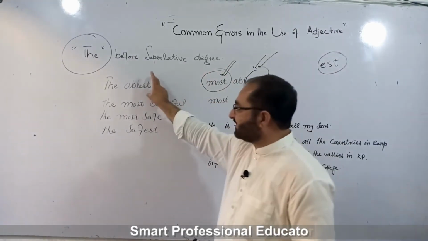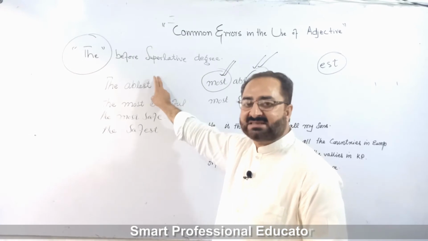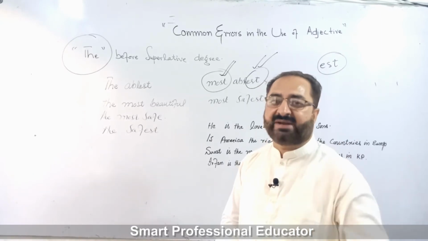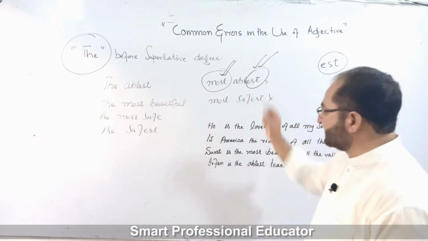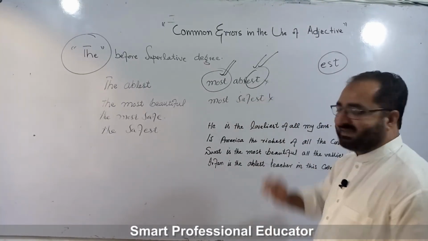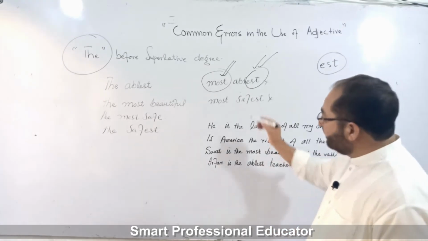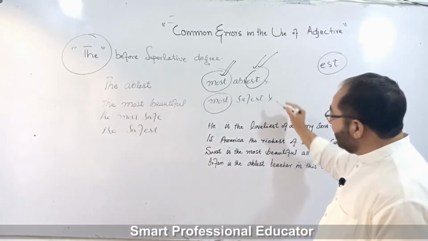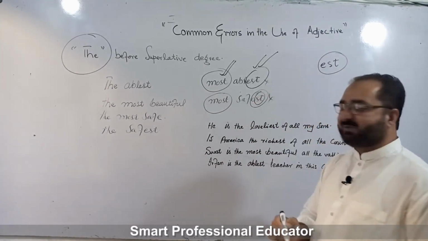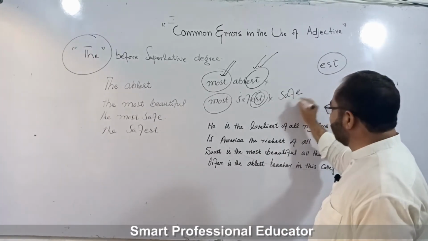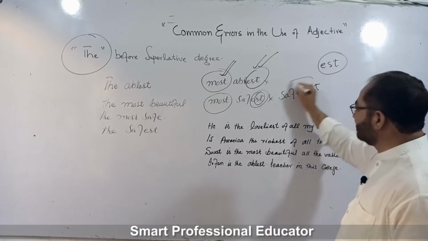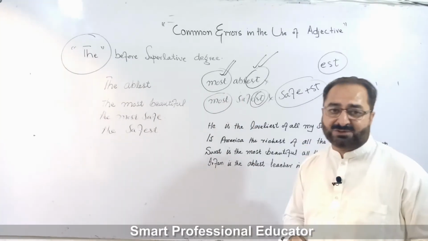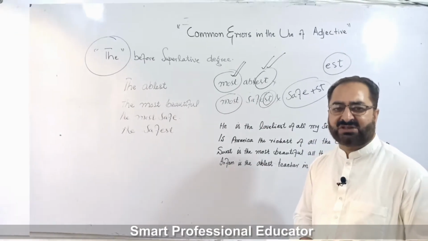The correct form is 'the ablest', or we can say 'the most able'. The same is the case here with 'most safest': most has been used for making the superlative degree of the positive adjective, and st has also been used because e was already there at the end of safe. So st has been added here, and most has been put before it. So a double superlative has been used, and it is totally incorrect.